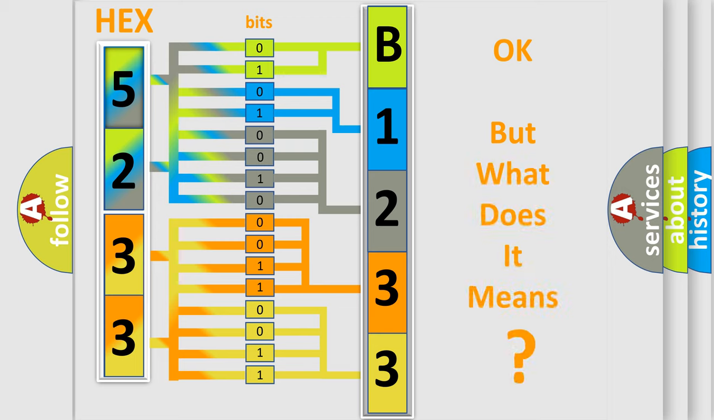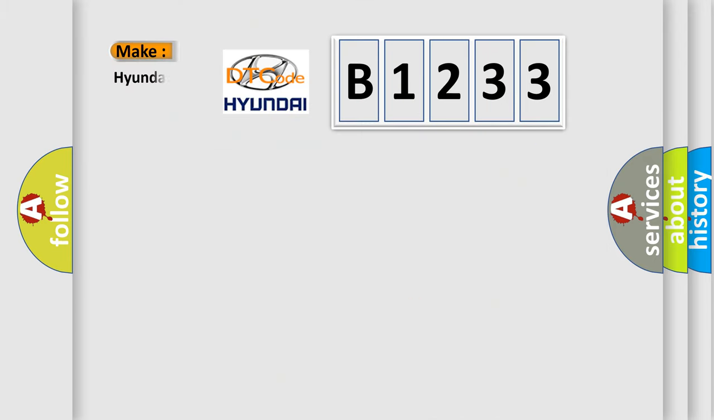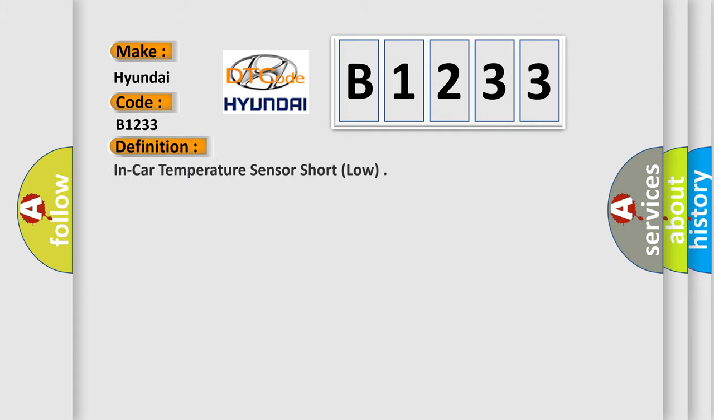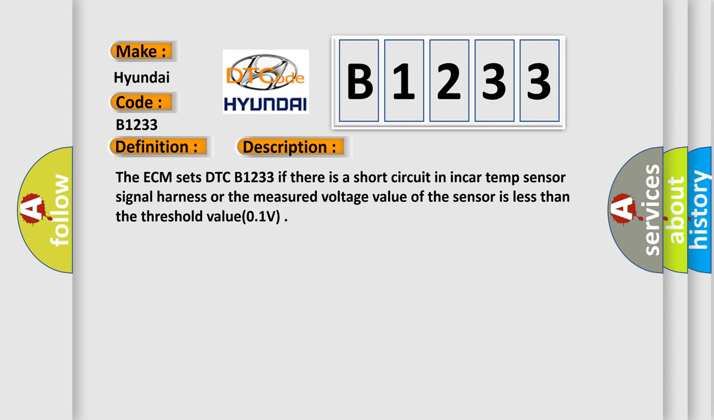The number itself does not make sense to us if we cannot assign information to what it actually expresses. So, what does the Diagnostic Trouble Code B1233 specifically mean for Hyundai car manufacturers? The basic definition is incar temperature sensor short low. And now this is a short description of this DTC code.